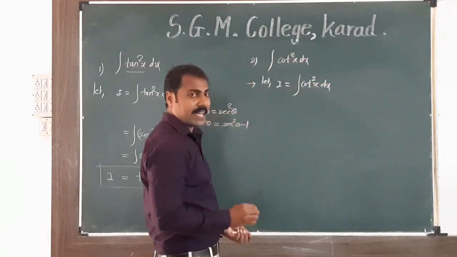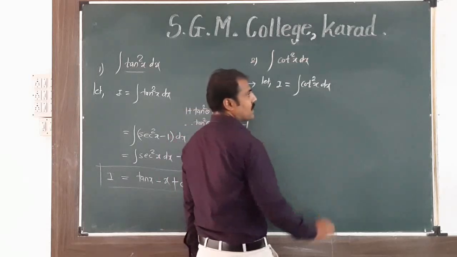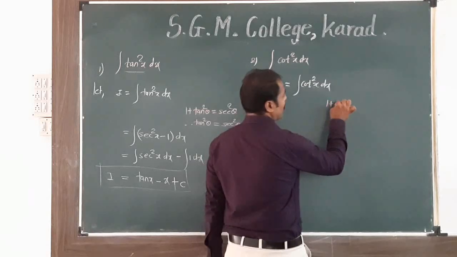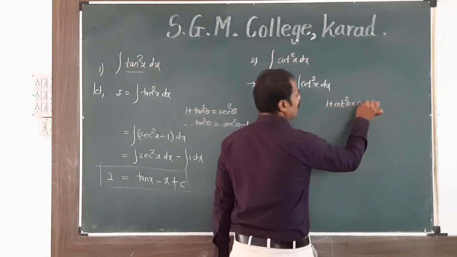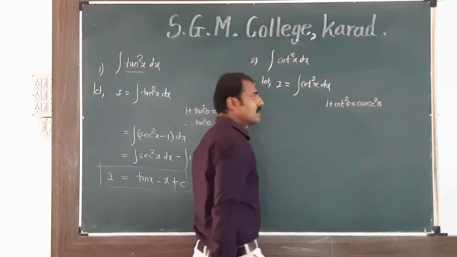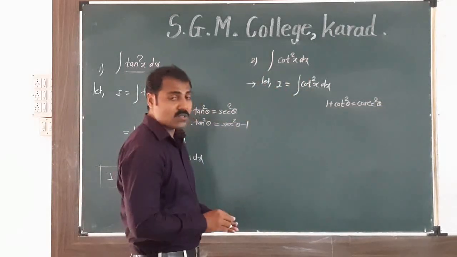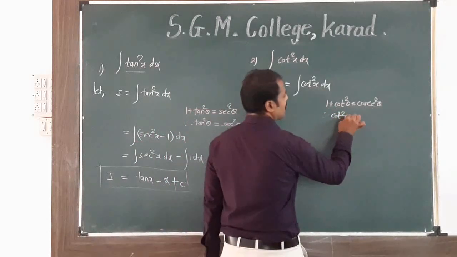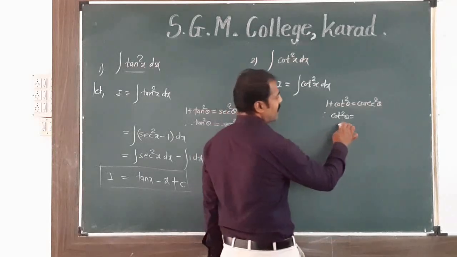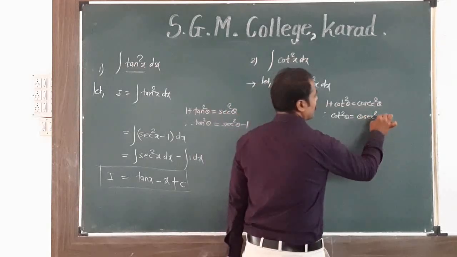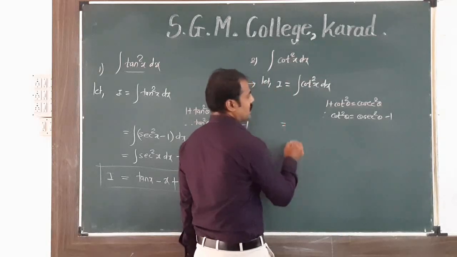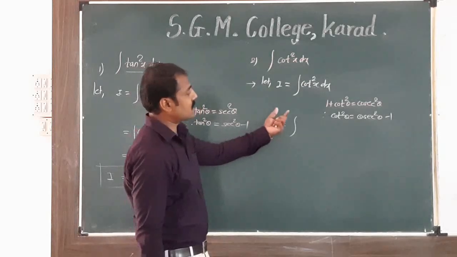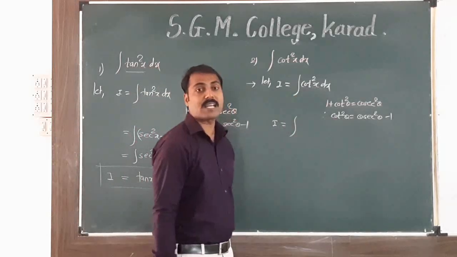Now we know the formula for cot square x, the third fundamental identity: 1 plus cot square theta is equal to cosec square theta. So we find the value of cot square theta, which can be written as cosec square theta minus 1. So the integration becomes I is equal to integration of cot square x dx. Replace cot square x by cosec square x minus 1.